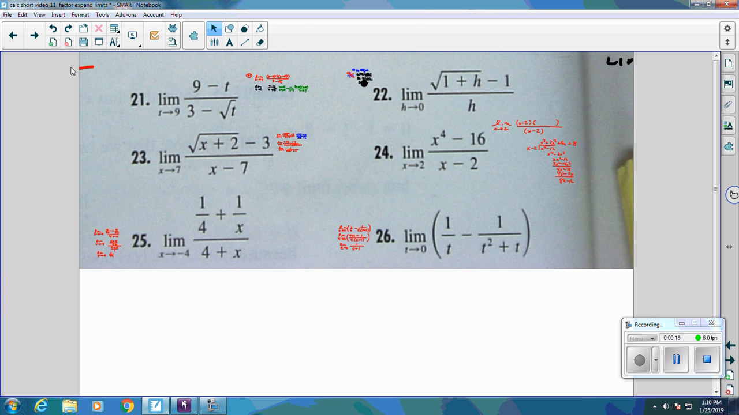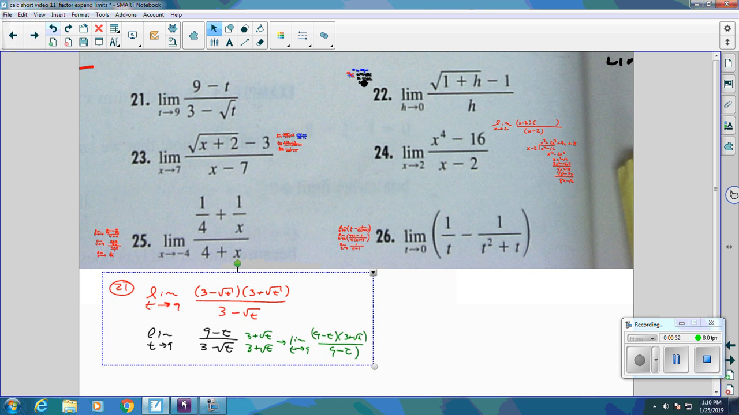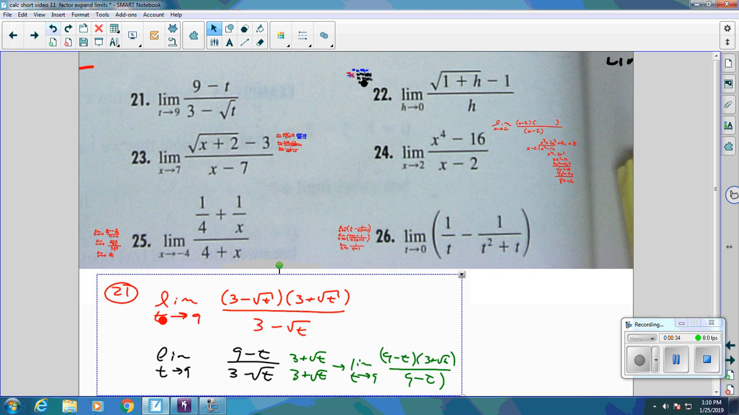The first one up here, number 21, students often see as a conjugate problem. When I look at this, I remember that any difference in the numerator can be factored. So if we expand this, we could write 9 minus t as 3 minus the square root of t times 3 plus the square root of t. If you see that factor, the denominator cancels. You should plug 9 into the denominator to see it's 0. You put 9 in here and you'll get the answer as 6.